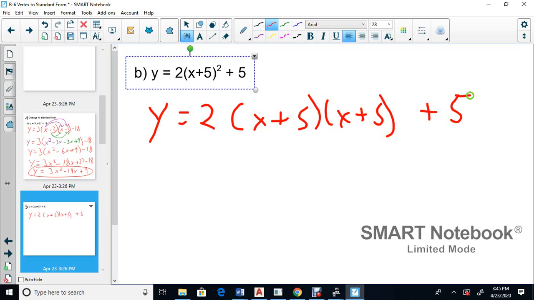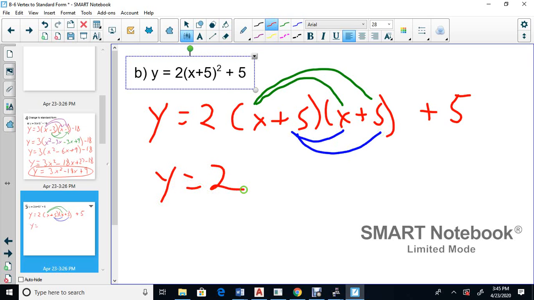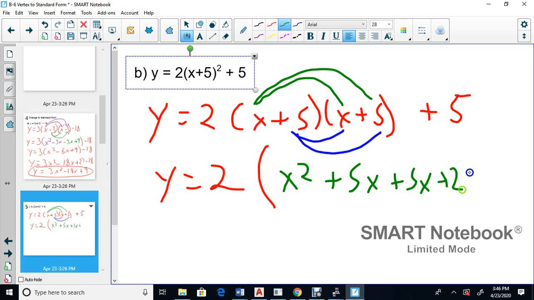Plus 5. And I'll color code it again so you guys can see. So the x multiplies there, and the x multiplies there, and the 5 multiplies there, and the 5 multiplies there. Okay, we'll do a nice color coding. Y equals 2. Okay, and then the bracket. X, I'll do the green, what happens there. X times x is x squared. 5 times x is 5x. 5 times that is plus 5x. 5 times 5 is 25.